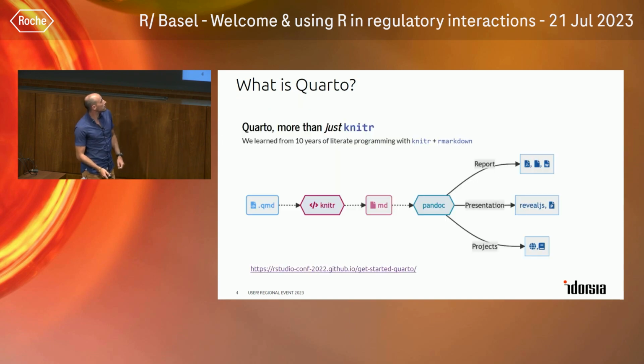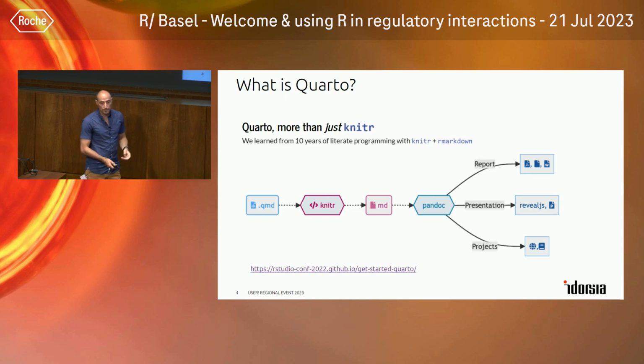So how does it work? This is the workflow. Before, the extension was .rmd. Now it's .qmd. You feed the file to the Knitr engine, then it gets processed, and then you get the output: reports, presentations. It could be a website, PDF documents, Word.